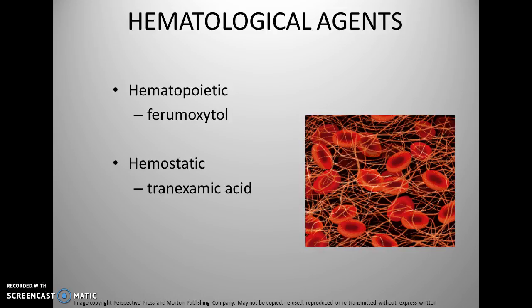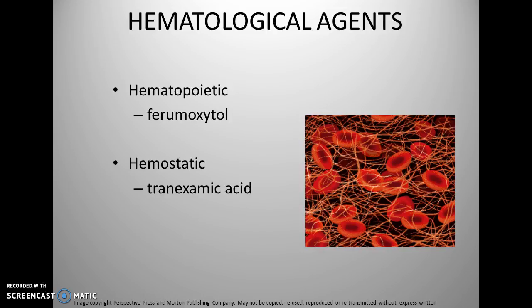Okay, so one of the drugs that you should be familiar with is called ferumoxytol, and the brand name is Feraheme, and this is a hemopoietic drug. Another drug that's also part of this particular category is called tranexamic acid. The brand name is Cyklokapron, and this is also a hemostatic agent.